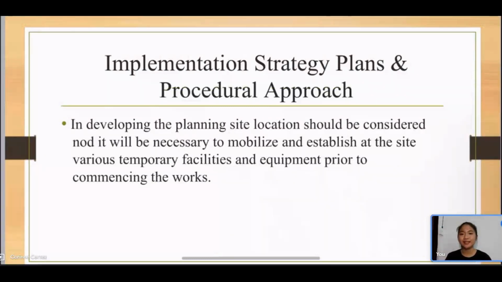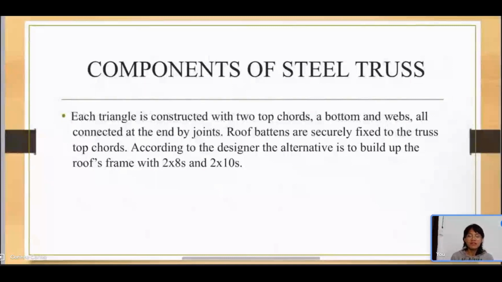So the next slide, implementation strategy plans and procedural approach. In developing the planning, site location should be considered, as it will be necessary to mobilize and establish at the site various temporary facilities and equipment prior to commencing the works. In the components of a steel truss, each triangle is constructed with two top chords, a bottom and webs, all connected at the end by joints.